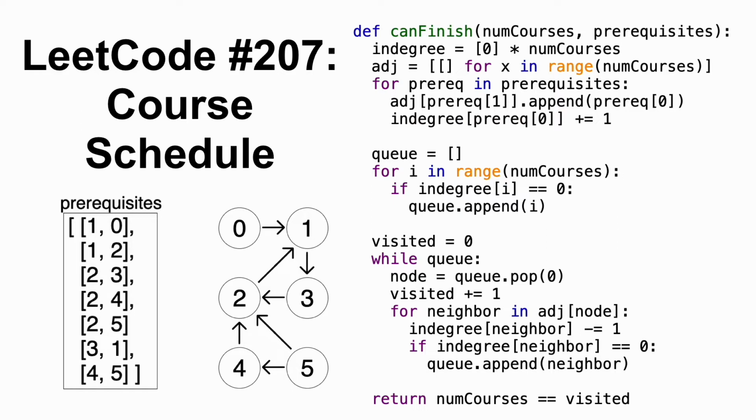Prerequisites is a 2D array that contains pairs of courses that tell you which courses are prerequisites of another. If it's possible to complete all courses, then we must return true. Otherwise, we'll return false. So for example, let's say this is our prerequisites array, and there are 4 total courses.